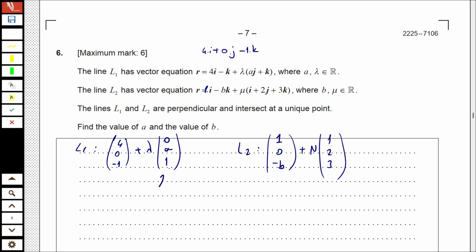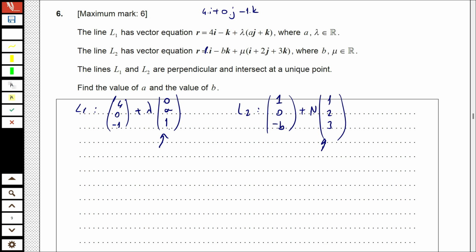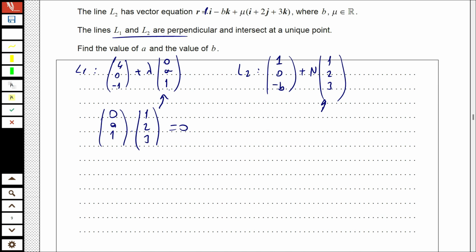And I know these are the direction vectors of both lines, and since these are perpendicular to each other, I can say that the scalar product of these two direction vectors is going to be 0. So what's the scalar product? I'm going to multiply these dimensions: 0 plus 2 times a plus 3 equals 0. In this case, a equals minus 3 over 2.